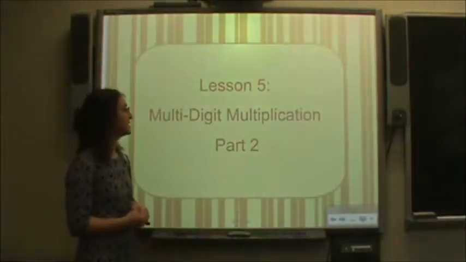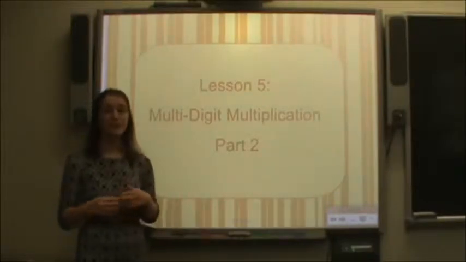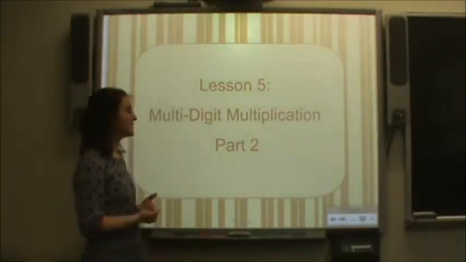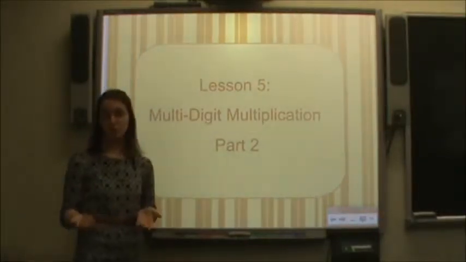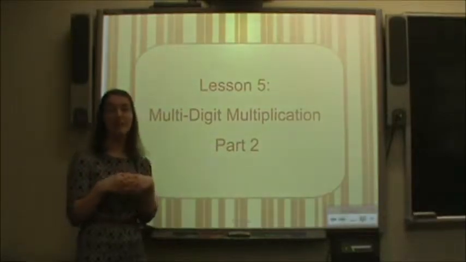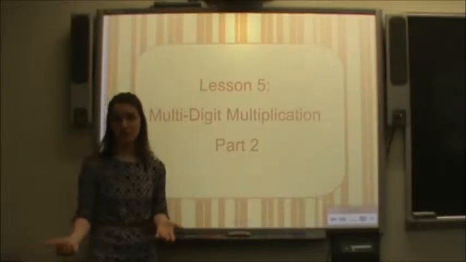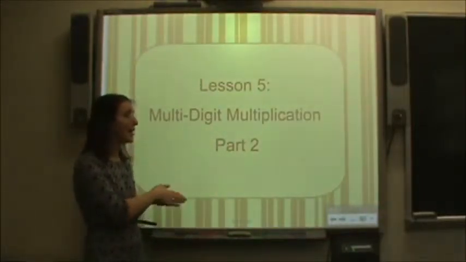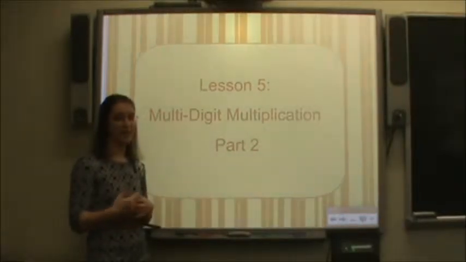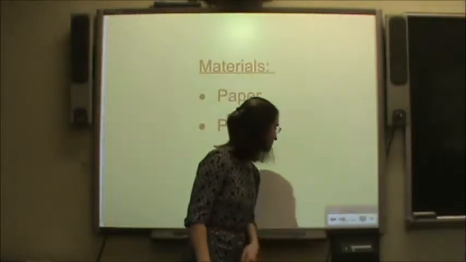So like I said, today is lesson 5, multi-digit multiplication part 2. We're going to be looking at what we call the traditional algorithm or the standard algorithm. It's basically using partial products, but it's putting it into one concise algorithm that doesn't require quite as many steps. But it's important to know the partial products because that helps you to understand how this algorithm works. And if you understand how it works, then you're a lot more likely to catch yourself when you're making an error, or so you just don't forget a step.